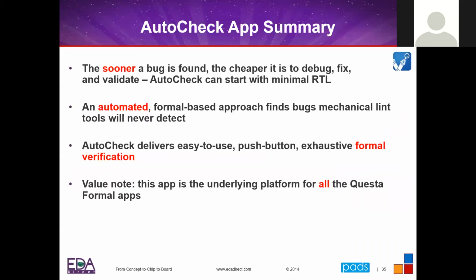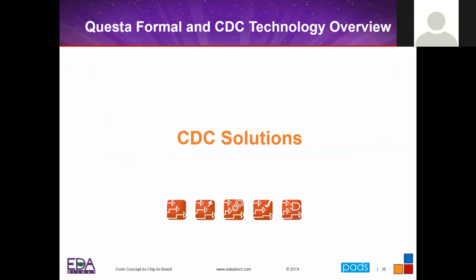So it's really all about finding bugs as soon as possible. It's automated. It's just push button from a user point of view, good debug, and an exhaustive state space analysis. So that's kind of the Autocheck overview. Next, I'll go into CDC.